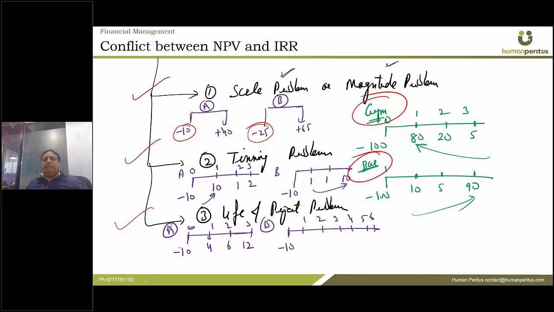Okay. Anyone else? Come on guys, it's a very important question, a very important concept that comes in almost every exam, that NPV and IRR are in conflict. If you don't understand this carefully, there is no point sitting here. You can switch off and go back.